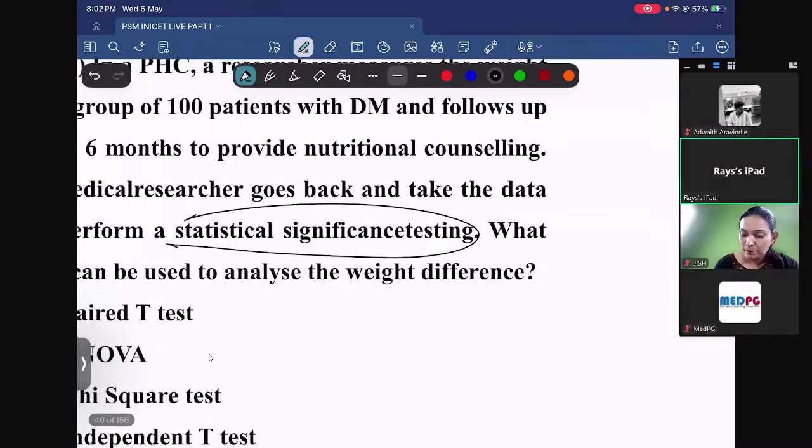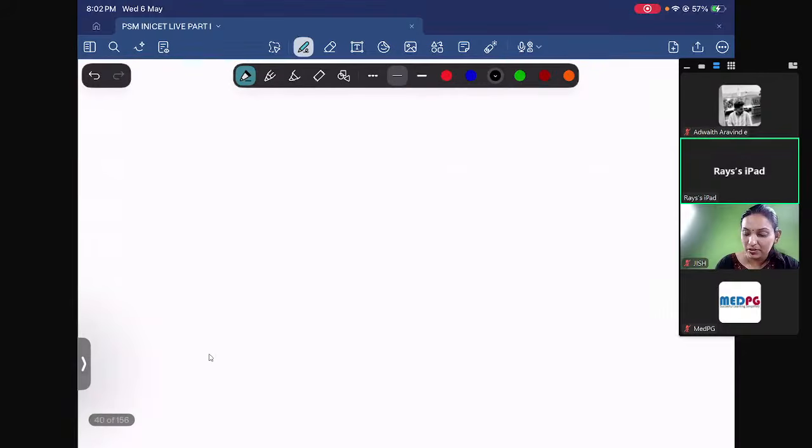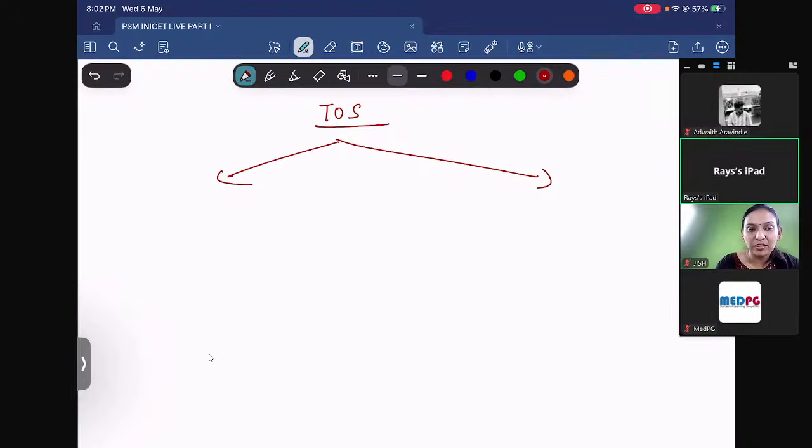So before answering this particular question, let's see what are the different tests of significance. Now, I hope you understood why we are using this test of significance. A test of significance basically tells us whether what we have found in a sample is true, whether it is statistically significant or not. For that, we need to do some statistical tests.